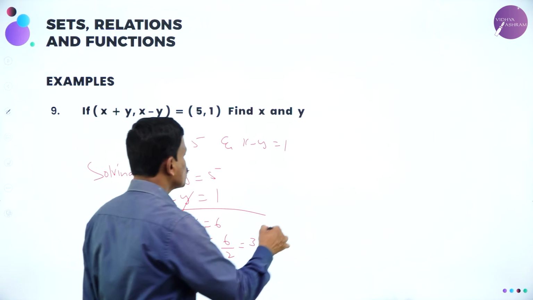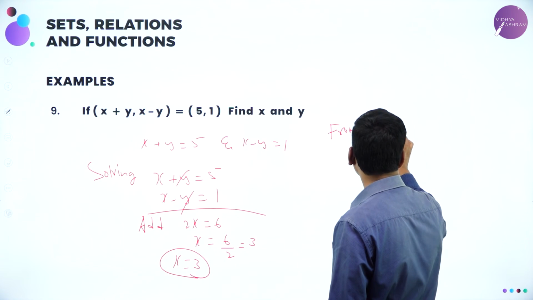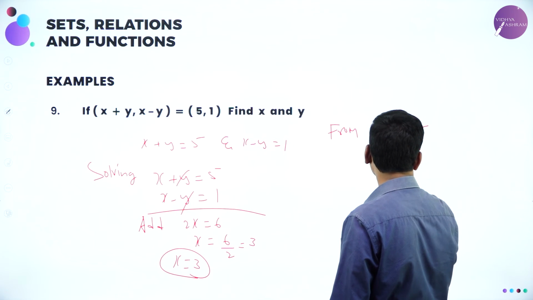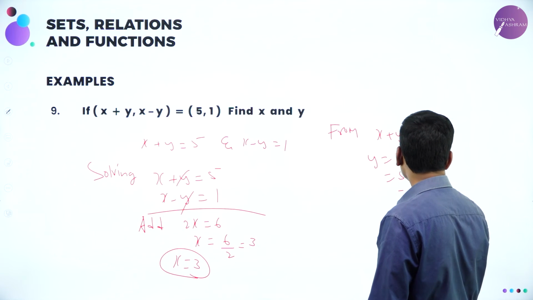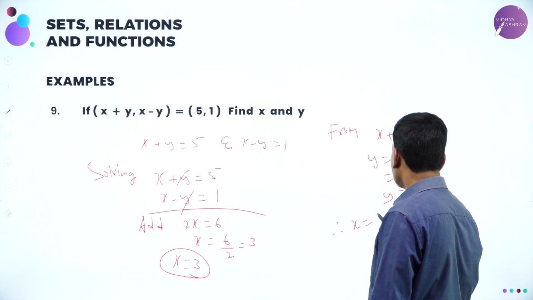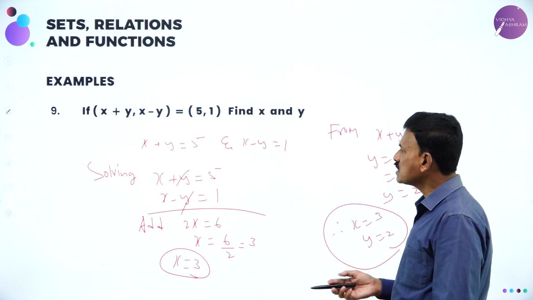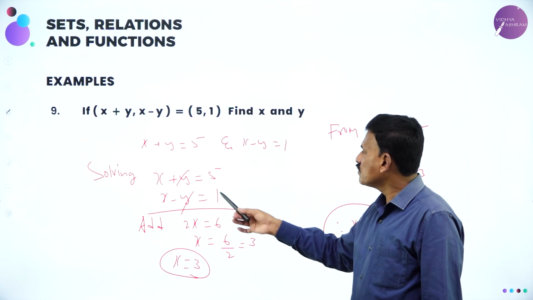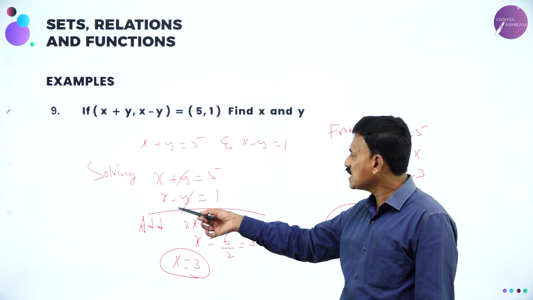Now from any one of these two equations, from x + y = 5, what will you get? y = 5 - x, what is x here? x = 3, 5 - 3 is 2, so therefore x = 3 and y = 2. These are the values, that's it. See, by equality, x + y = 5 and x - y = 1. Just simplify, solving equations 1 and 2, -y + y gets cancelled while adding.